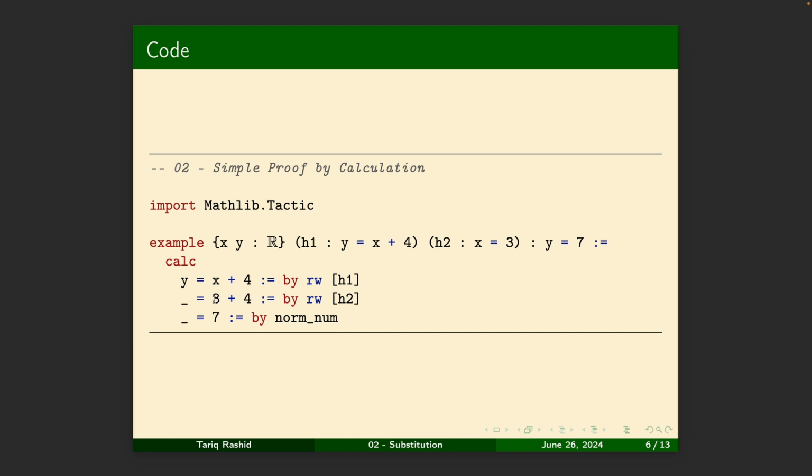Great, so we've got x plus 4 equals 3 plus 4. We got rid of the x and replaced it with a 3. How do we do that? How do we justify that? Remember that symbol? We justify it by the rewrite tactic again, but this time using hypothesis 2, which tells us that x is 3. So that's rewriting x plus 4 as 3 plus 4. In fact, it's rewriting x as 3. So that's how that's justified.